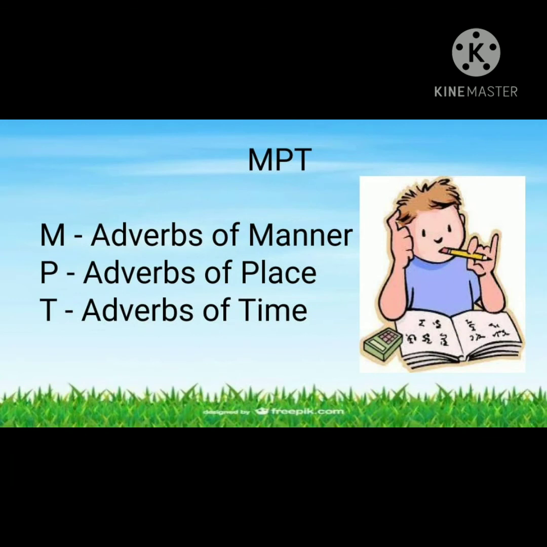If you have to use different kinds of adverbs in a sentence, then first of all adverbs of manner are used, then adverbs of place, and in the last we use adverbs of time. That means you have to keep in mind the MPT trick. That means M adverb of manner, P adverb of place, and T adverb of time.